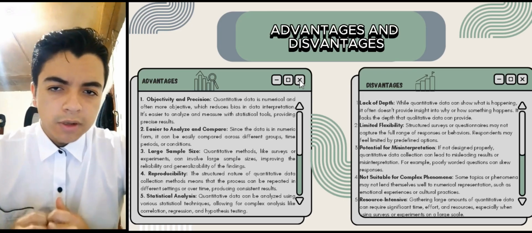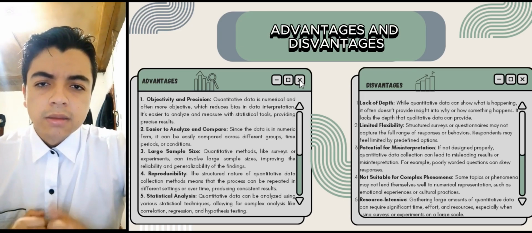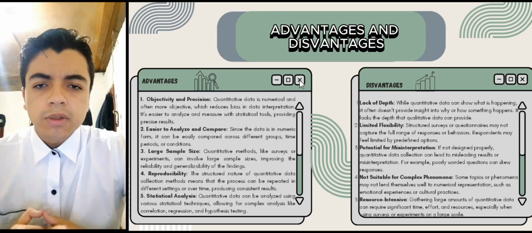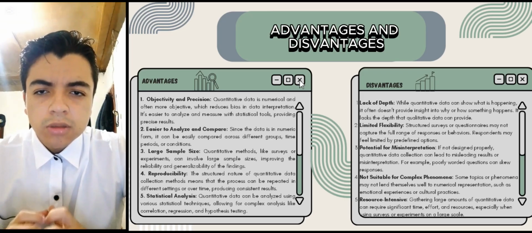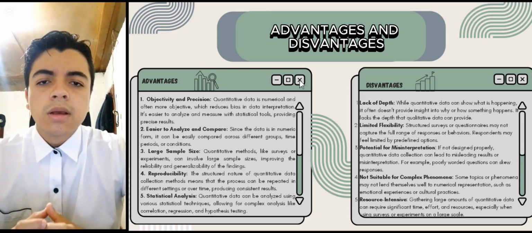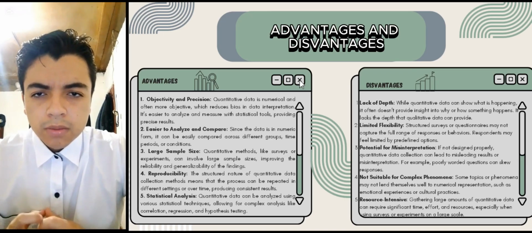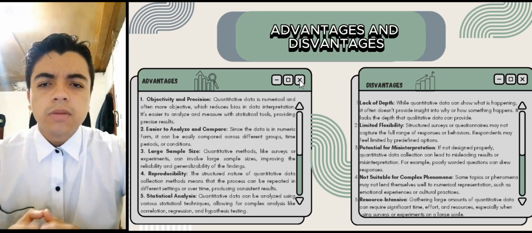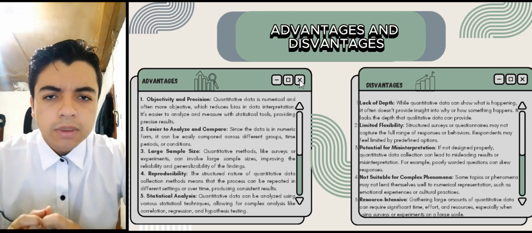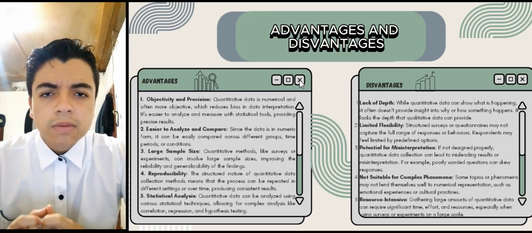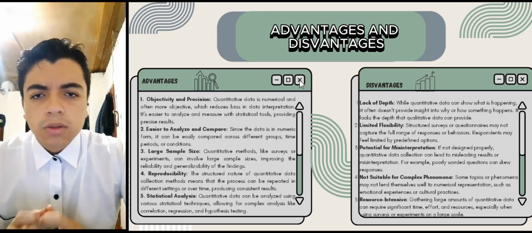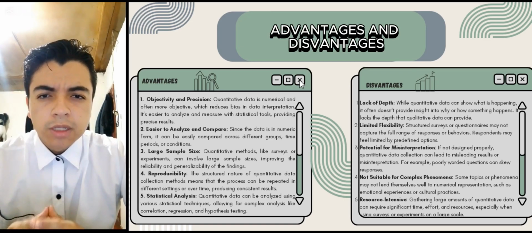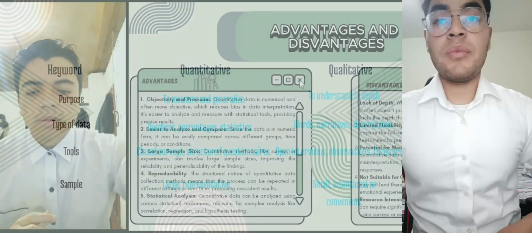Some topics or phenomena may not lend themselves well to numerical representations, such as emotional experience or cultural practices. Resource intensive: gathering large amounts of quantitative data can require significant time, effort, and resources, especially when using surveys or experiments on a large scale.